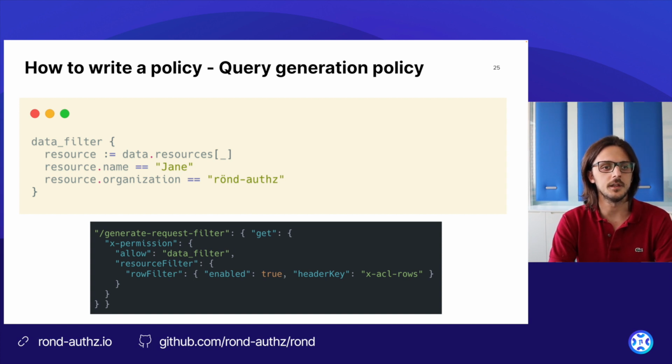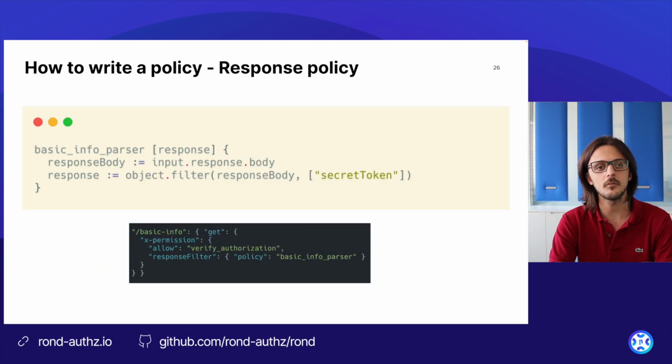The second example we are seeing today is a query generation policy. In this case, the data filter policy uses the data.resources keyword that we defined and performs some equality checks on it. These equality checks are later interpreted by Rönd that generates a query that will be provided in the header you specified in the configuration. This query is generated using Mongo language right now, but several new query languages will be supported in the future.